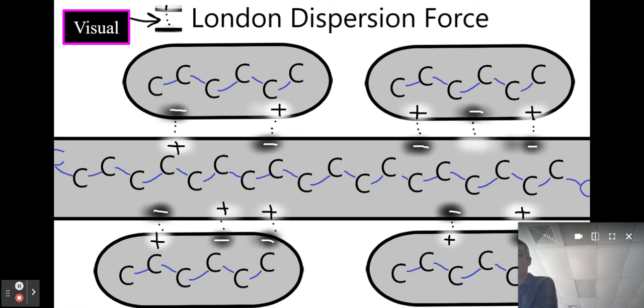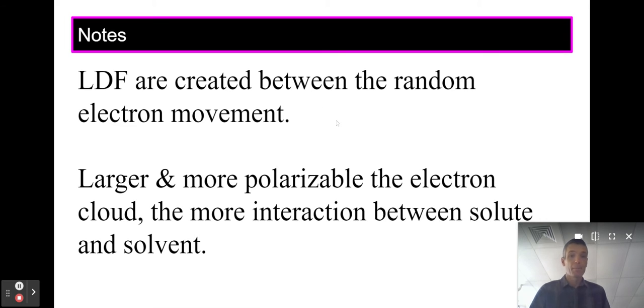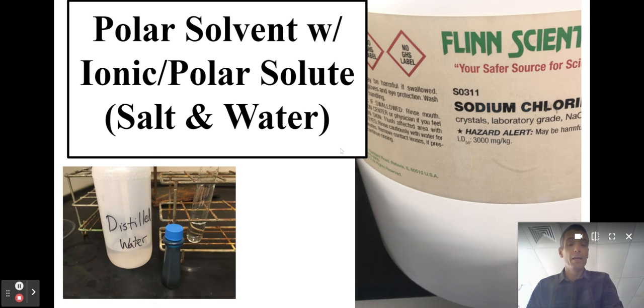This is the visual I want you to have down, where these London dispersion forces are generated because of these random electron movements. Once again, the bigger the molecules, the more the electron cloud can be polarized. You just have more electrons moving around. Now let's look at salt and water.